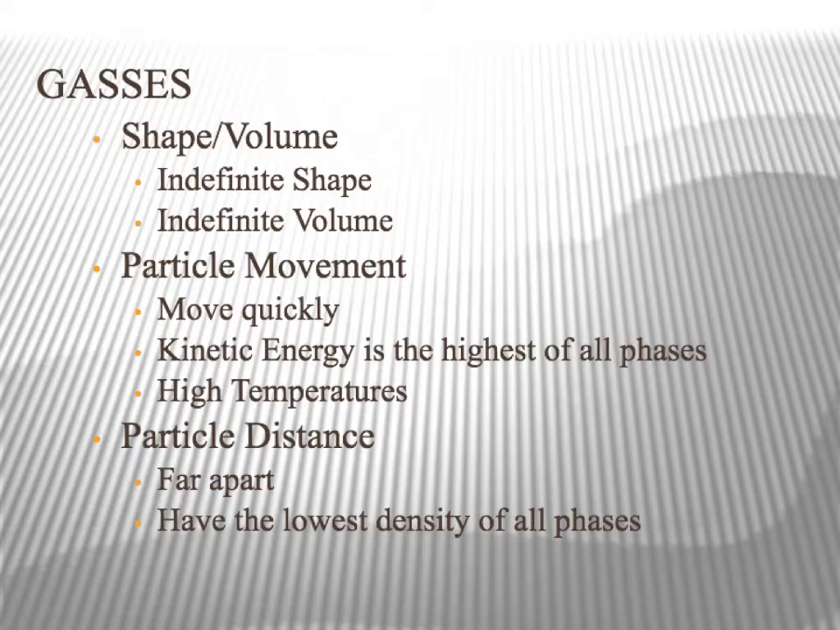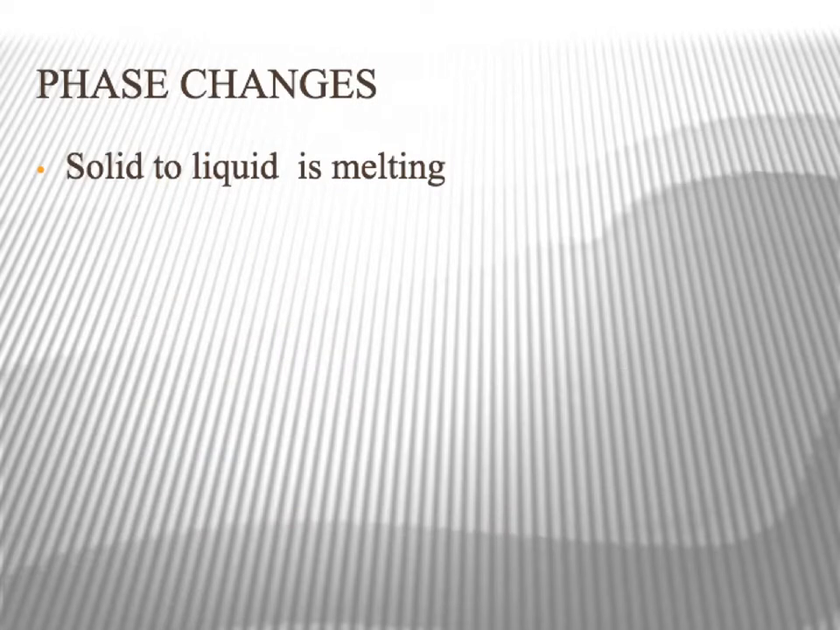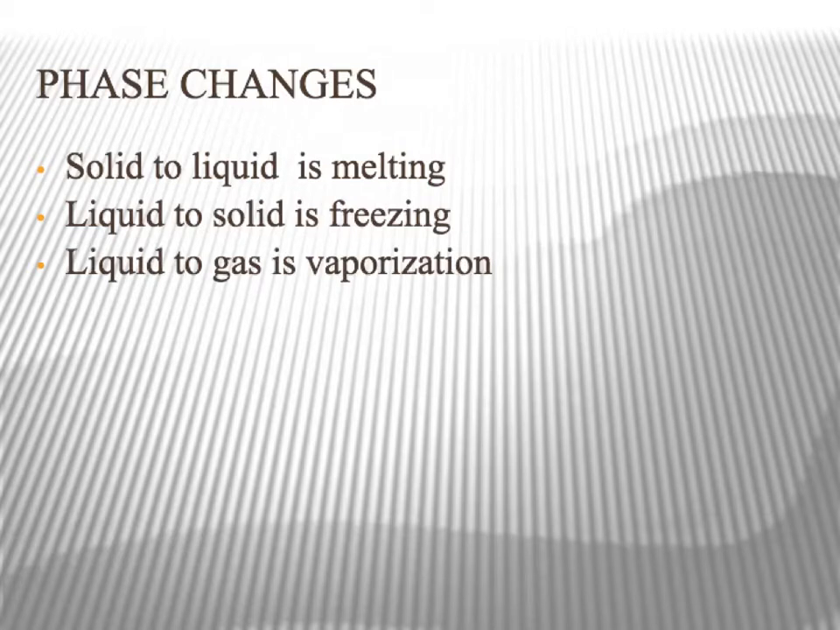Now that we've reviewed the phases, let's talk about what happens and what words we use to describe the different phase changes. When we go from a solid to a liquid, we call that phase change melting. And when we go from a liquid to a solid, we call that freezing. Now, a liquid to gas is called vaporization, and a gas to liquid is condensation.